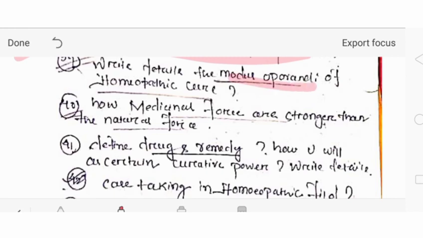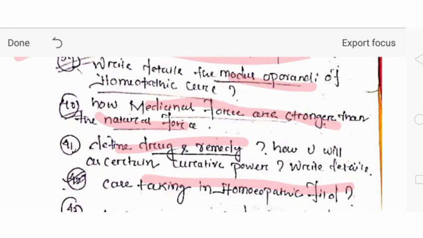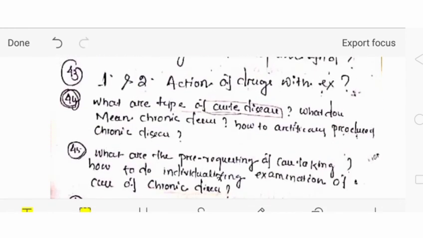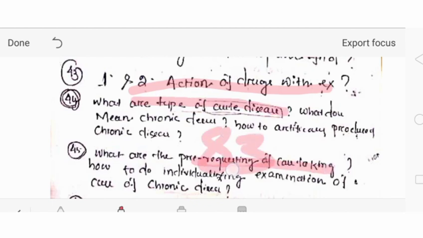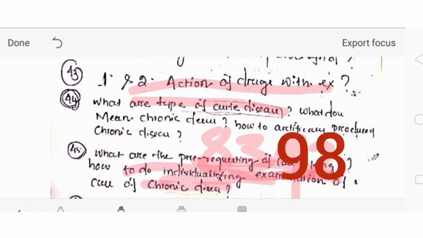Then modus operandi, we discussed before this question. Medicinal disease is stronger than the natural disease, or artificial disease is stronger. We discussed this before, and this question may also come with the wording changed. You can ask about drug remedy, case taking in the homeopathy field, how often. Okay, these things can come. Then primary and secondary action of a drug with example, acute disease, aphorism 83 to 92. Discuss the prerequisite qualities of case taking. You should remember and write it.